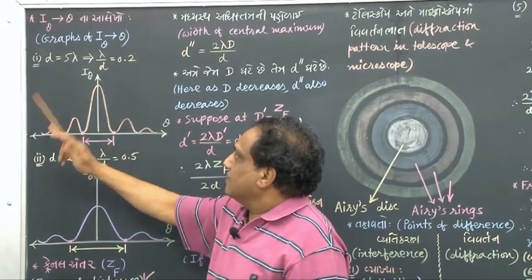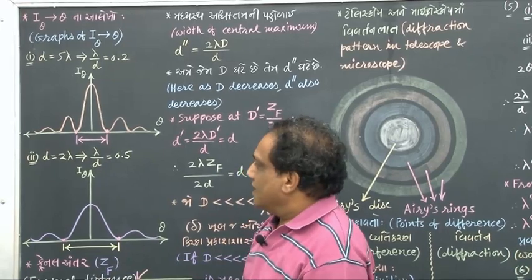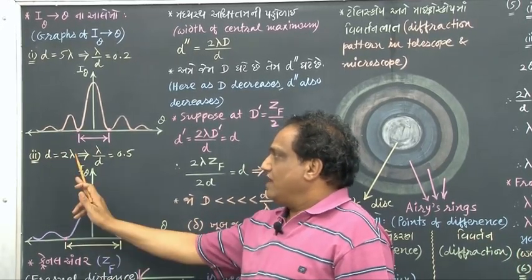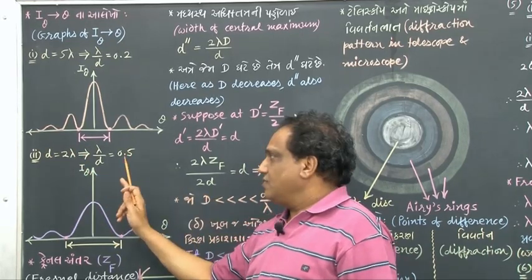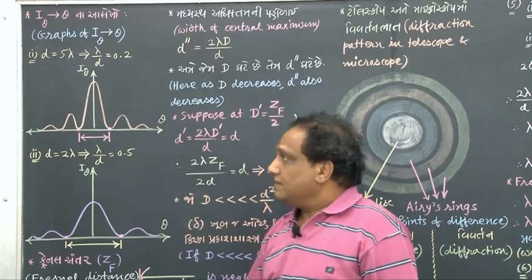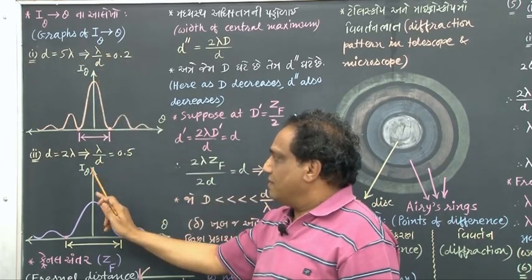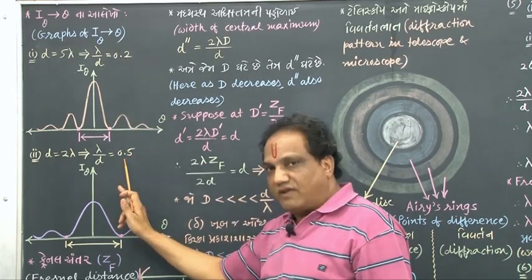Lambda upon d. It will be 1 upon 5, that is 0.2. And then in the second case, when you take d equals 2 lambda, find out lambda upon d. It will be 1 by 2, that is 0.5. Now tell me, here value of lambda upon d is 0.2. Here value of lambda upon d is 0.5. Compared to 0.2, 0.5 is bigger value.